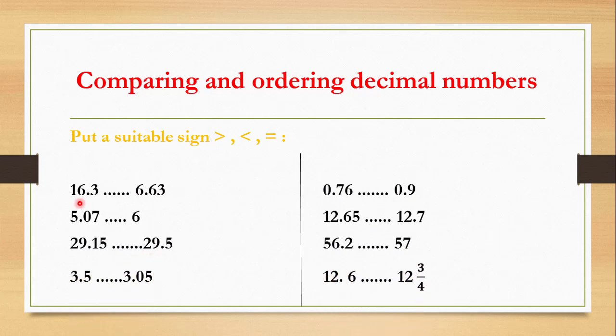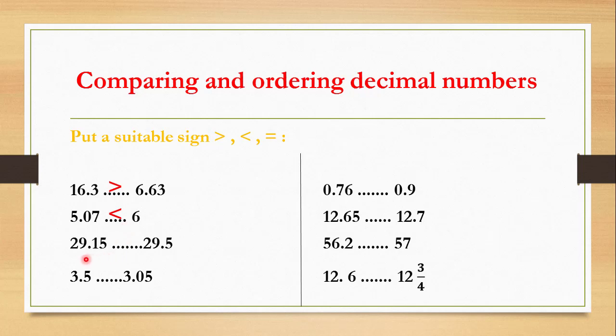We said before, the first step is to compare between the whole parts. The whole part here is 16, and here we have 6. So which one is greater? Of course, 16 is greater than 6. The next one we have the whole numbers 5 and 6. So 5 is less than 6. Don't look at the decimal part. If the two whole numbers are different, don't look at the decimal part.